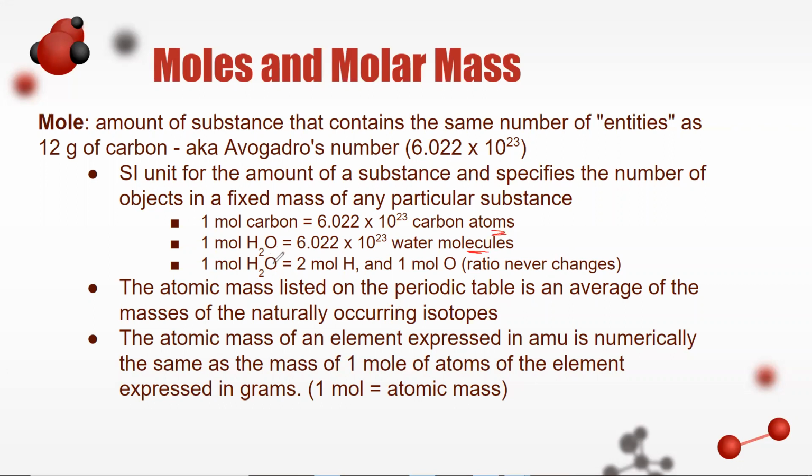But if we have 1 mole of water, that means that I have 2 moles of hydrogen and 1 mole of oxygen within that molecule, right? Because our subscript of 2 means that for every 1 water molecule, there's 2 hydrogens. And for every 1 water molecule, there's going to be 1 oxygen, okay? The atomic mass listed on the periodic table is going to be an average of the masses of the naturally occurring isotopes, but we can also use that number as molar mass of that particular thing as well.